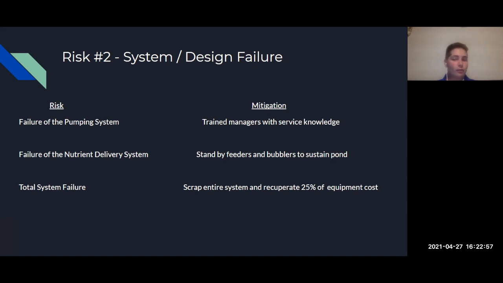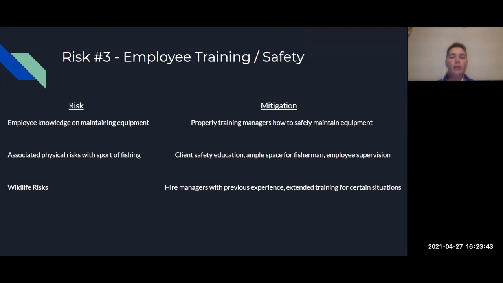And so, to mitigate a total system failure, first of all, in terms of mitigation, we're going to try by completely avoiding this. And by that, we plan on using or recommending up to date equipment and technology and practicing standard industry practices. For some reason, if new technology and industry practices don't work, the operation will have to scrap the existing equipment and recuperate approximately 25% of the equipment investment and order new equipment ASAP. And in that time, we'll hopefully, like that second risk, be able to keep the pond sustainable while the original equipment is gone. So next, we're going to discuss risk number 3, which would be employee training and safety.